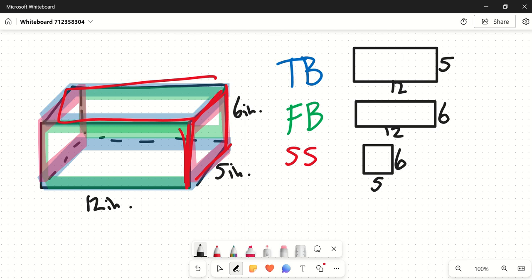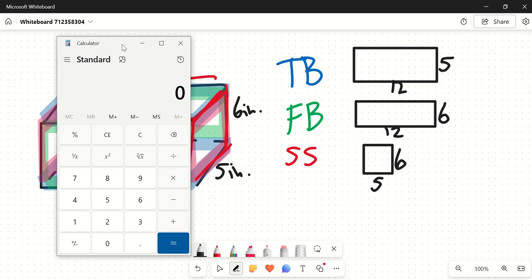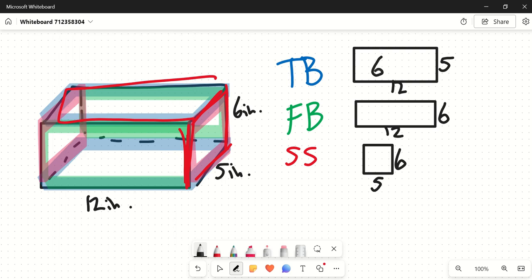Now, the top and the bottom would be 5 times 12. Anybody know what 5 times 12 is? 12 times 5 is 60. Therefore, the top and the bottom are each 60 inches squared. Not together. The area of the top is 60 inches squared, and the bottom is 60 inches squared. What about the front and the back? Anybody know what 12 times 6 is? You just saw what 12 times 5 is, so it'd be?